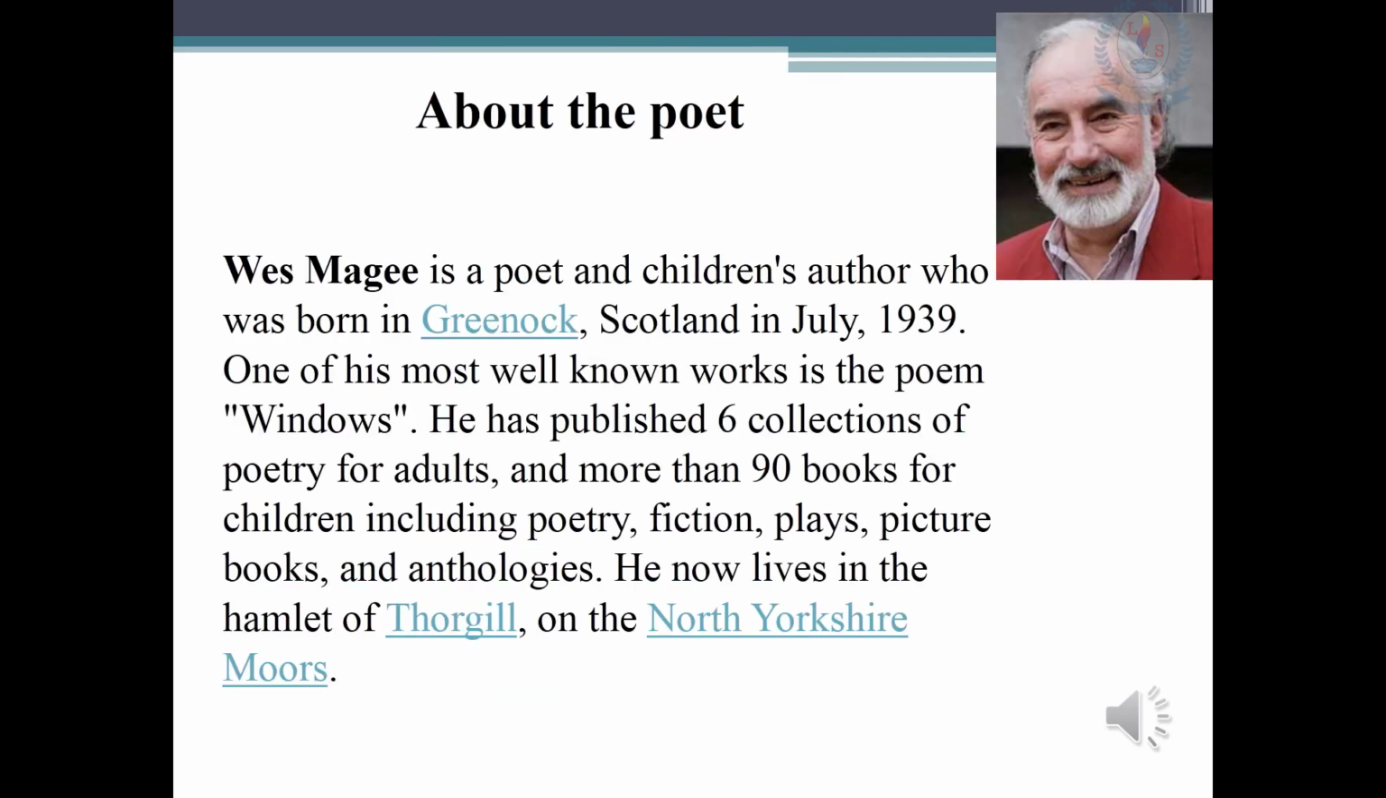Up in the Attic poem was written by Wes Magee. Wes Magee is a poet and children's author who was born in Greenock, Scotland in July 1939. One of his most well-known works is the poem Windows. He has published 6 collections of poetry for adults and more than 90 books for children, including poetry, fiction, plays, picture books, and anthologies. He now lives in the hamlet of Thorgill on the North Yorkshire moors.